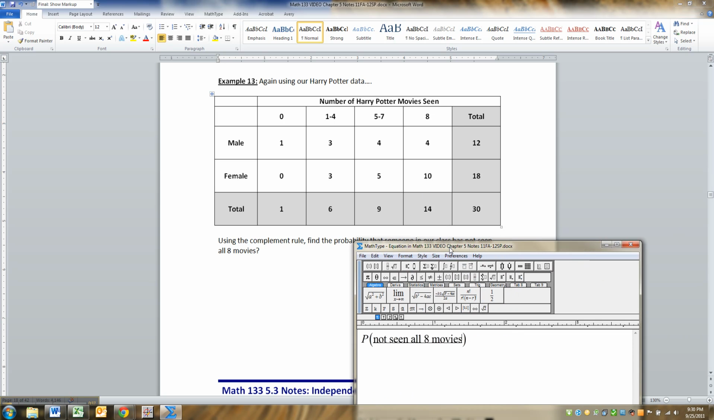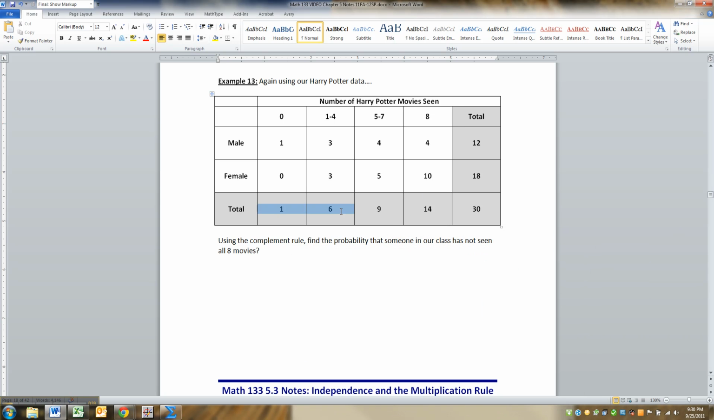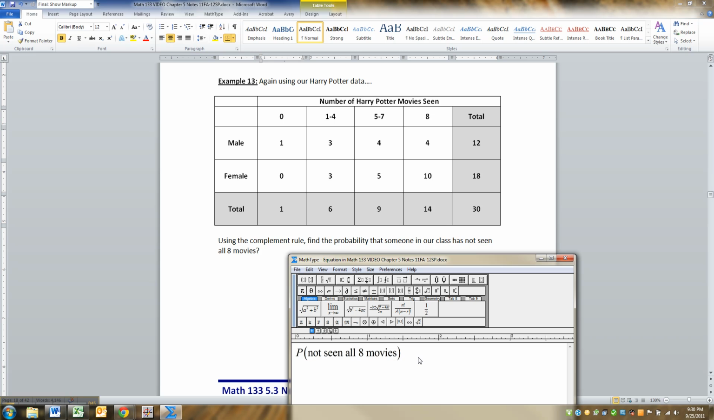Now you and I know that not seeing all 8 movies is these 3 people right here, right? There are 3 columns. But bear with me, I'm trying to teach us a method here. So the way we could do that with the complement rule is we need the complement of not having seen all 8. Now I know it's a little strange, but what we want is, and it's going to be weird, you've not seen all 8 movies. It's a double negative. And double negatives in English mean that you want to make it a positive statement, right? So it's 1 minus the probability of, it would help if I used the right thing, seen all 8 movies.